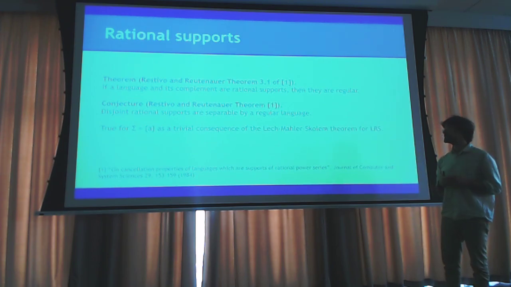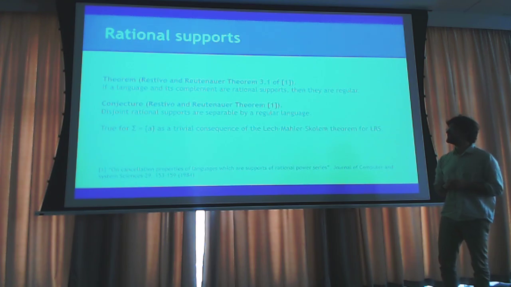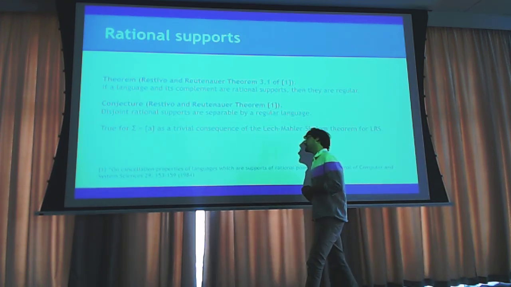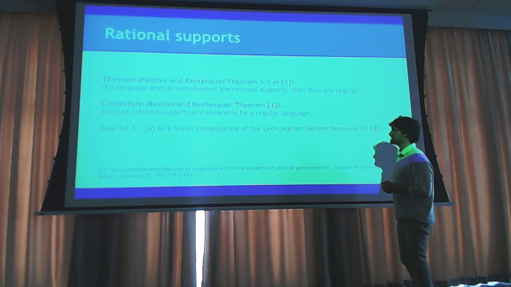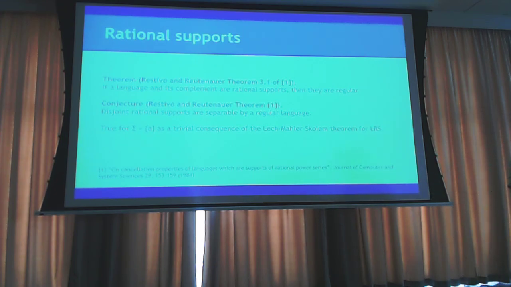And they posed this as an open problem in the 80s, and I checked, it seems to be still open. I couldn't find a solution to this so far. In the case of the alphabet being a single letter, this is true. It's an immediate consequence of the Skolem-Mahler-Lech theorem for linear recursive sequences, because in a one-letter alphabet supports themselves are regular. So there is nothing to be done there. The interesting story is when the alphabet has at least two letters. So this is the conjecture, which is an open problem.